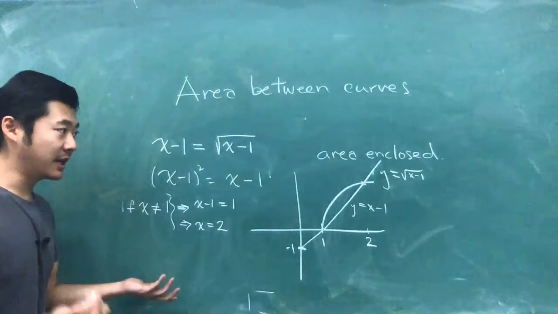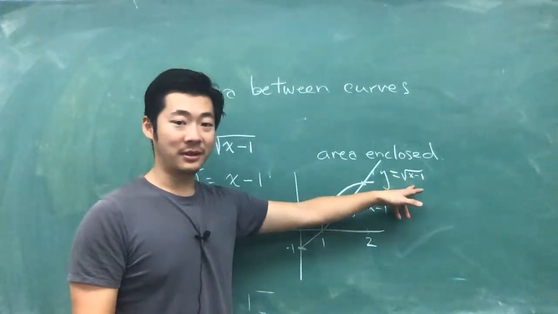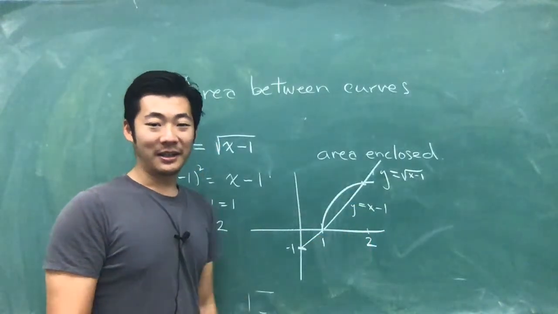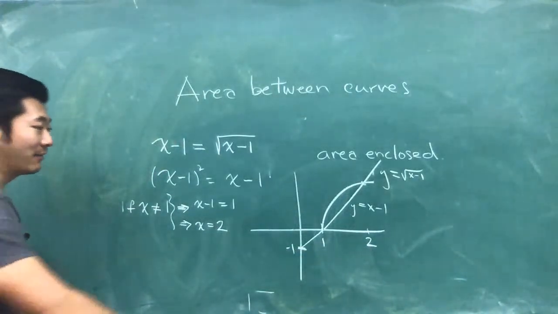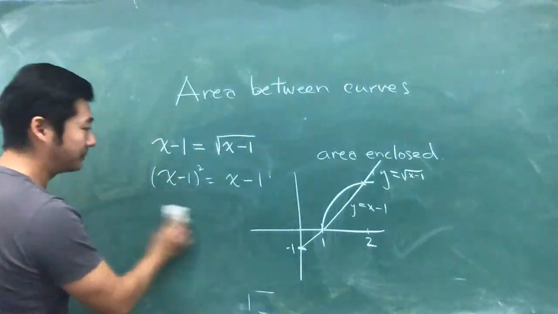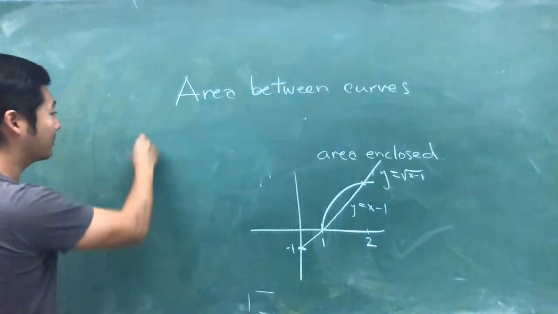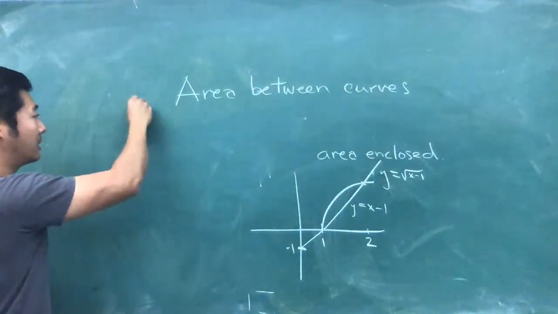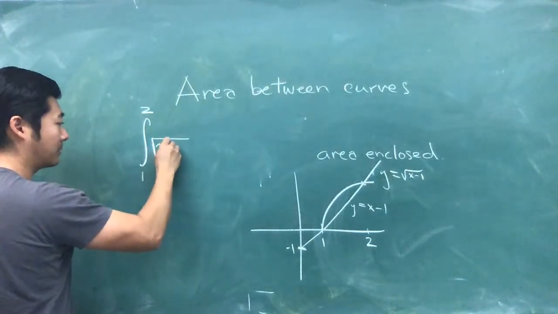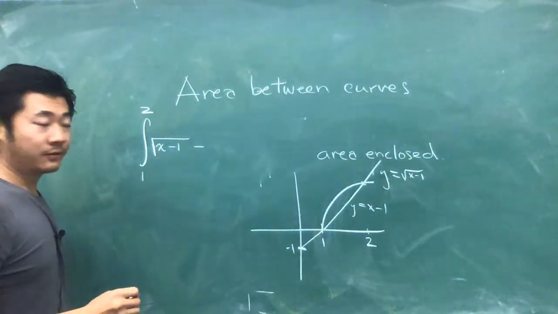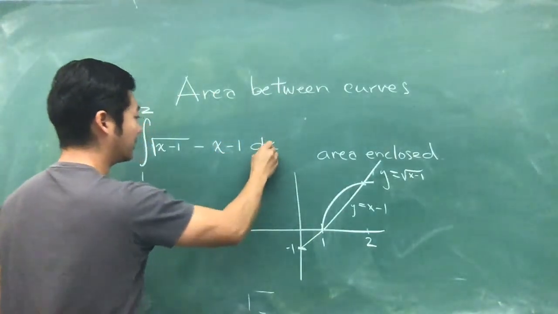Now, if you could just see it, because these numbers are so nice, that 2 minus 1 is 1, and the square root of 2 minus 1 is 1, then you don't need to go through all this. Just figure out that it's 1 and 2. But now that we have that, we just integrate the top curve minus the bottom curve. So from 1 to 2 of the top curve, root x minus 1, minus the bottom curve, x minus 1, dx.